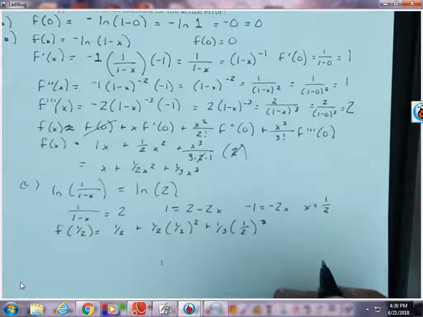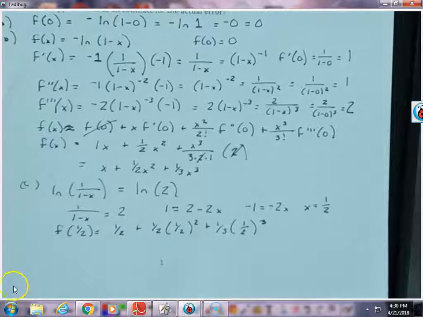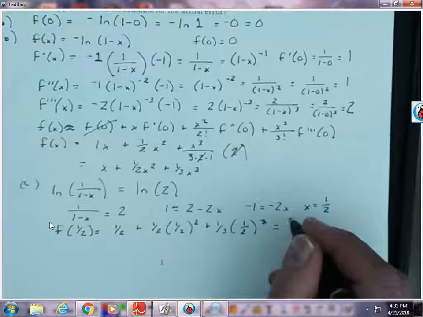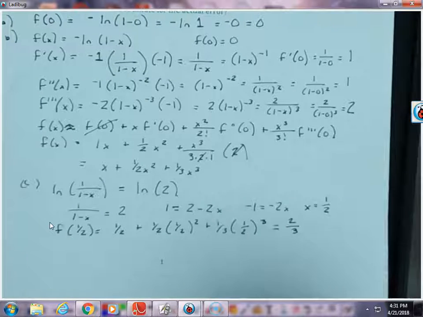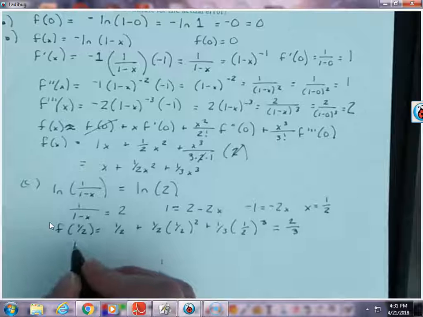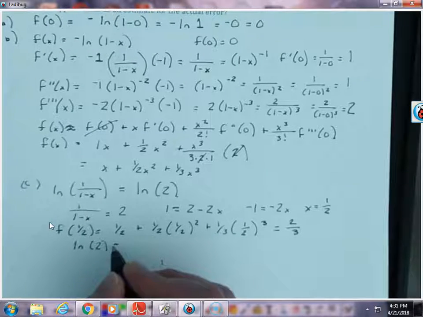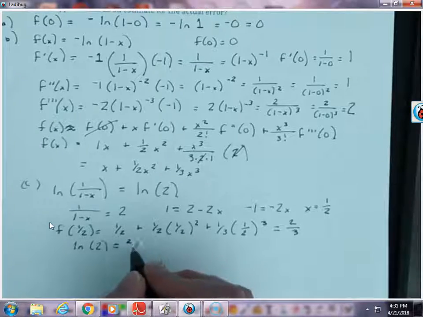Okay. And so when we do that, we can of course just do it by hand, but this is paper 3. You do have a calculator. I'm just going to let you take your time with that, either by hand or put in your calculator, but that is 2/3. So basically our approximation for the natural log of 2 using this power series is 2/3.